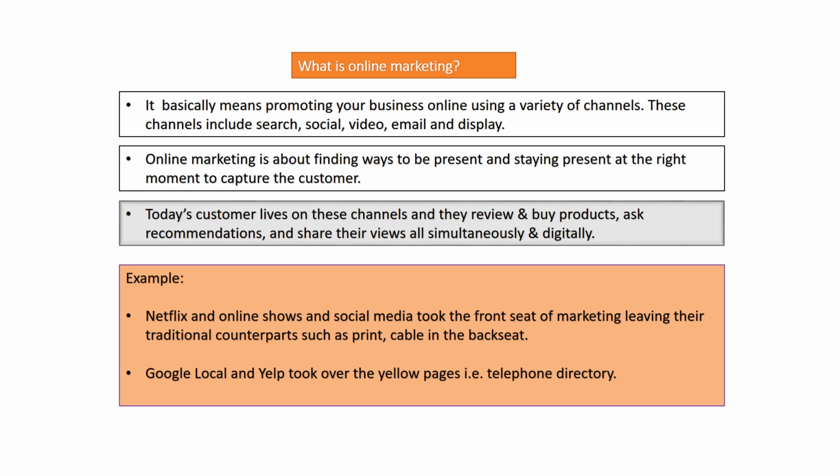Cable network is not as demanded as it used to be. People are opting for on-demand online shows from companies like Netflix. Streaming music replaced audios and radios. Google Local and Yelp took over the yellow pages. All this led us to come up with highly productive tools and tactics that stand out and outperform the traditional marketing tools and techniques.